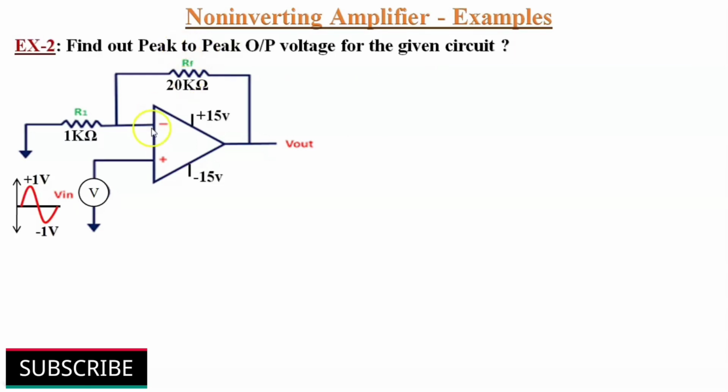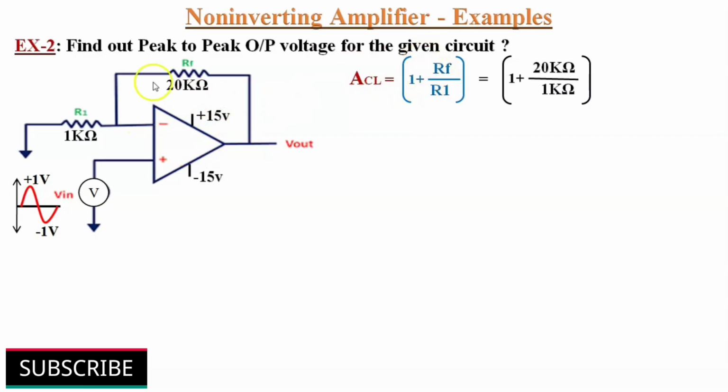Second example. For the non-inverting amplifier circuit shown here, find out peak to peak output voltage. Closed loop voltage gain of non-inverting amplifier ACL is equal to 1 plus RF by R1. Let's insert the given values from the circuit. 1 plus 20 kilo ohm divided by 1 kilo ohm, that is equal to 1 plus 20, that is equal to 21 as voltage gain of this circuit. So V out is equal to ACL into V in. 21 into, here peak to peak input voltage is 2 volt. So 21 into 2 volt peak to peak, that is equal to 42 volt peak to peak output voltage.